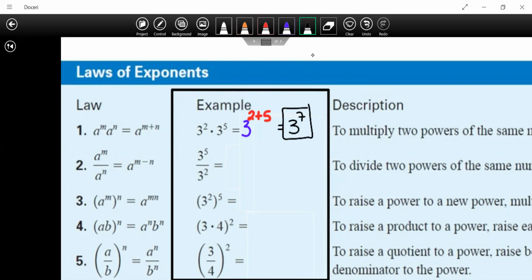If you have the same base number and they are dividing, that means you can subtract the two exponents, the top from the bottom. So this will be, base number is still the same, so it's going to be 3 for us. And all we're going to do is 5 minus 2. Three to the third.